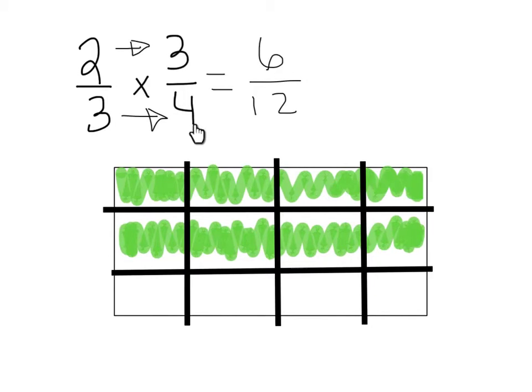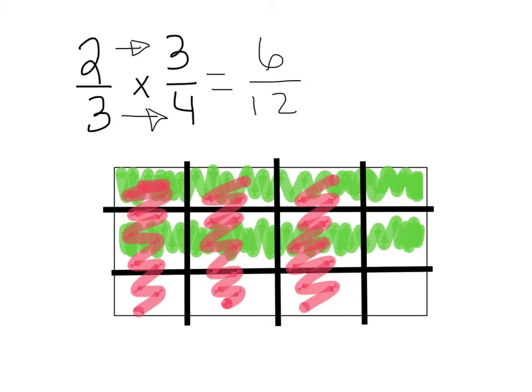Now, just like I did in the first, I'm going to shade in 3 of those 4 columns. Now I've shaded in those columns, and you'll see that I have 3 here. 1, 2, 3 columns shaded in, representing 3/4.